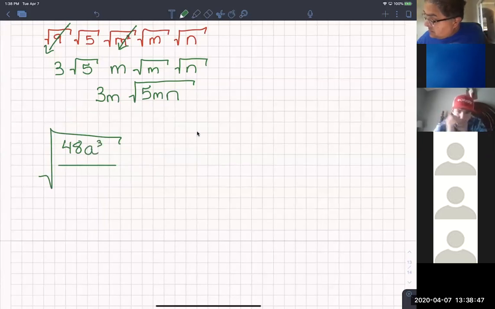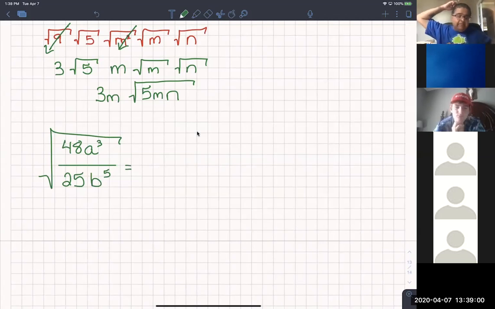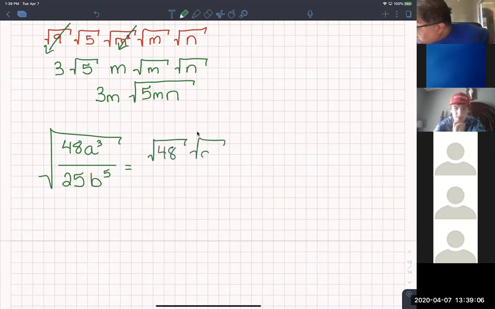Well, that one's a fraction. You gotta separate it and then put it over. Easy. Okay, so how do I separate them? 48a^3 and 25b^5. Did you go ahead and do a squared and stuff? Yeah, now we separate the individuals.